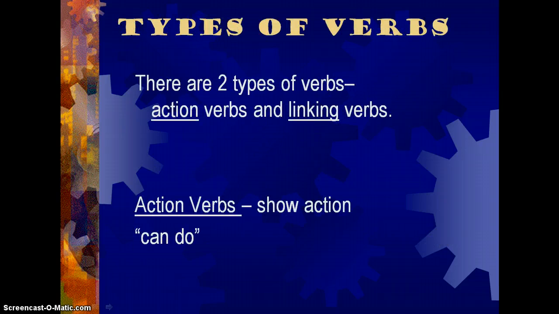So the two types of verbs are action verbs and linking verbs. Action verbs, as we said, do show action. It's something that you can do. So think about it that way. If you're not sure if a word is a verb or not, think about, can I do that? Can I go run? Yes, I can. Can I draw? Yes, I can. Something that you can do.